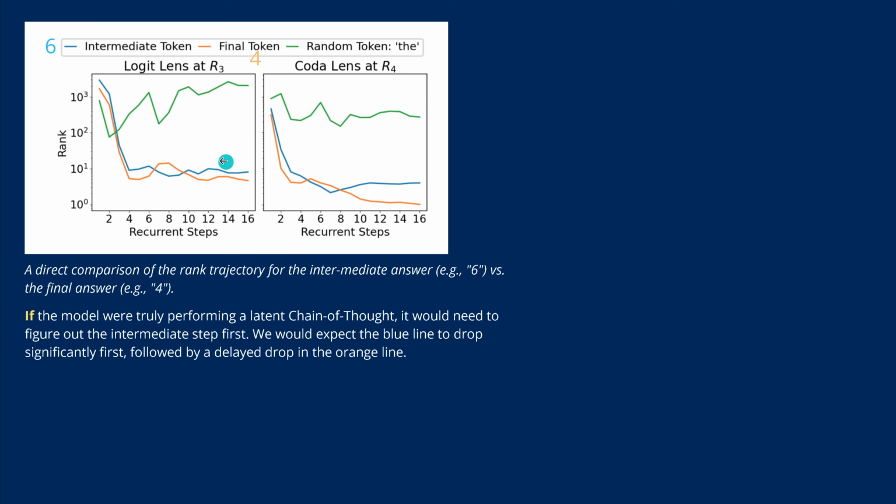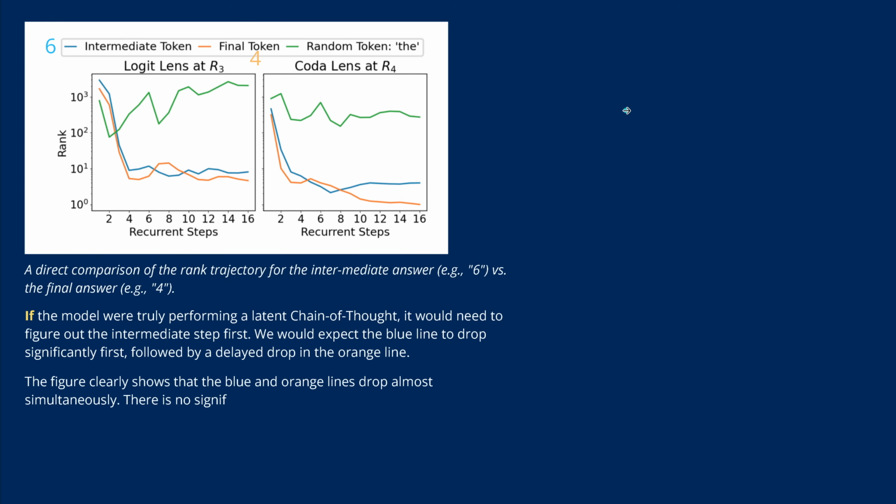And what would you expect? If we have really a chain of thought, a linear sequence, step 1, then step 2, then step 3, you would expect the blue line to drop significantly first. So it finds the first result, 3 times 2 equals 6, followed by a delayed drop in the orange line, because now we have another operation, and 4 is the final result. So these two lines should be separated.